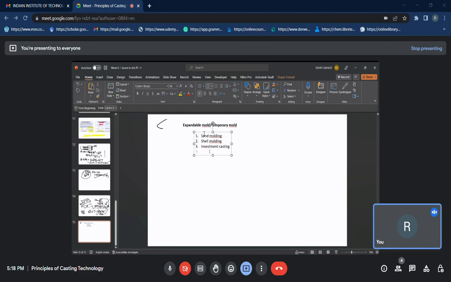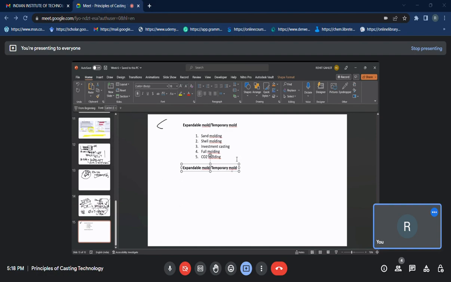The fourth one is your full molding, and then your CO2 molding comes. The brief complete discussion has already been done in the theoretical parts. You can go through this. I am just revisiting them for your revision purpose only. So these are your expandable mold or temporary mold.